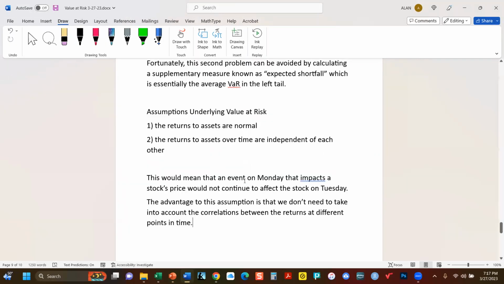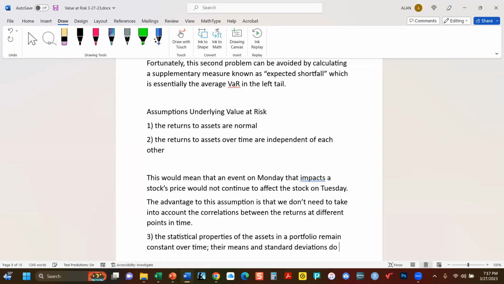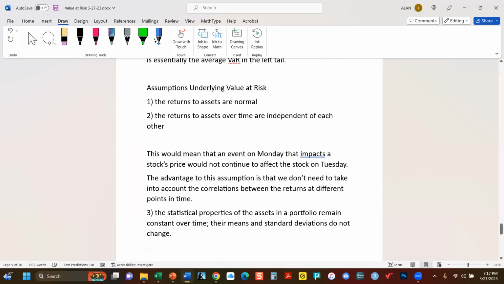And we're assuming that the statistical properties of the assets in a portfolio remain constant over time. Their means and standard deviations do not change. Now, we know that this is probably not true, especially if we have a long enough time frame, or a reasonably long time frame.